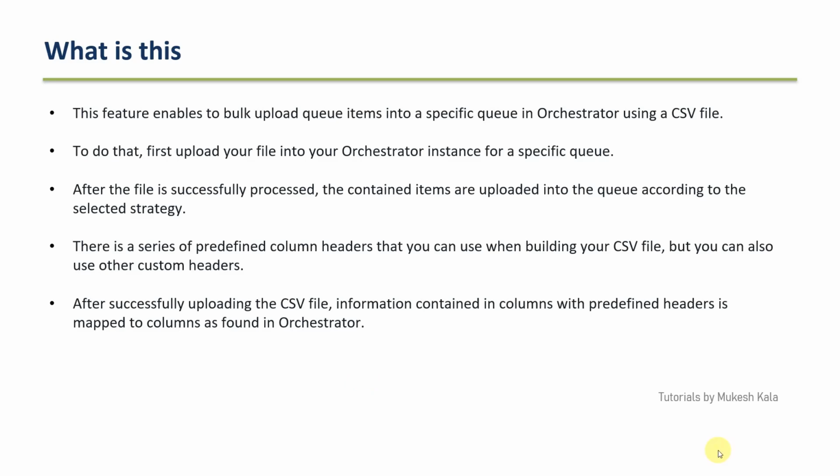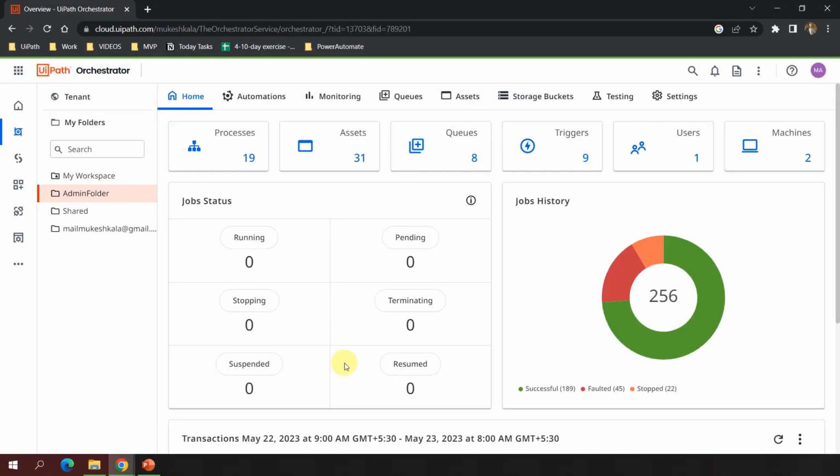Okay, so now let's go to Orchestrator and see how and where I can actually add this information. In the Orchestrator, for the sake of clarity, we are going to create a new queue, and then try to add data to the queue with the help of a CSV file. Okay, you guys can follow along with me. So I am now going to my Orchestrator. This is my cloud.uipath.com orchestrator, which is my community orchestrator, right?